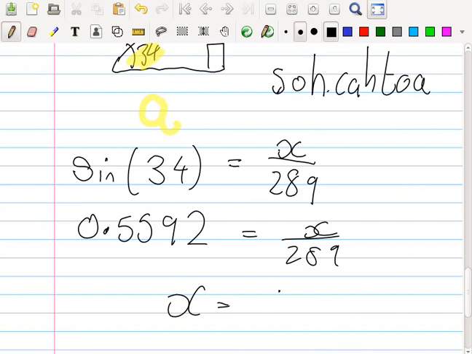What is it? 161.6. Now I don't know if I rounded off. Let me check. No, I don't round it off, so I'll just leave 161. Sorry, I don't include the decimal.